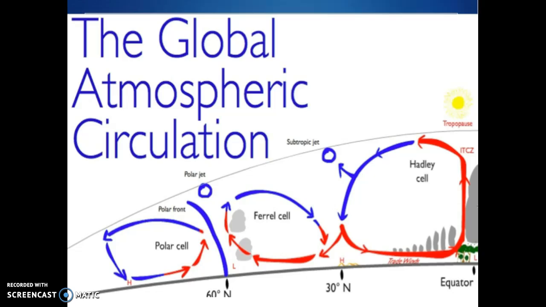Now, the polar cells, which are the third one all the way to the left. Polar cells are located near the Earth's poles, both north and south, and are the last cells. The cold air falls and travels inward toward the equator.